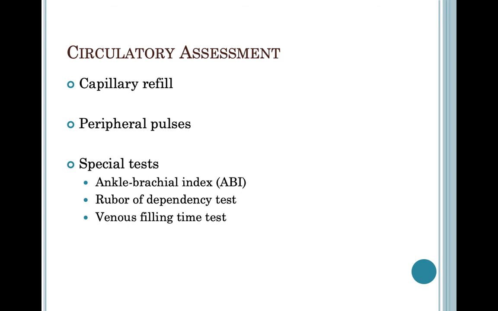There are special tests that we can do based on the positioning of the limb, and those tests are the Rubor of dependency test and the venous filling time test. If the Rubor of dependency test is positive, it's indicative of arterial insufficiency. And if the venous filling time test is positive, it's indicative of venous insufficiency.